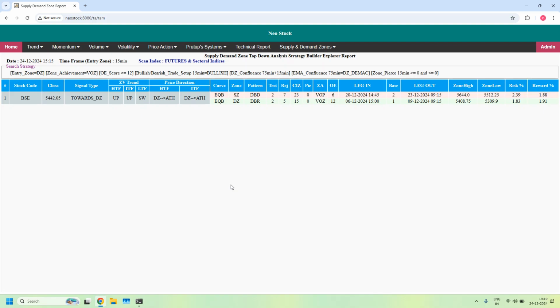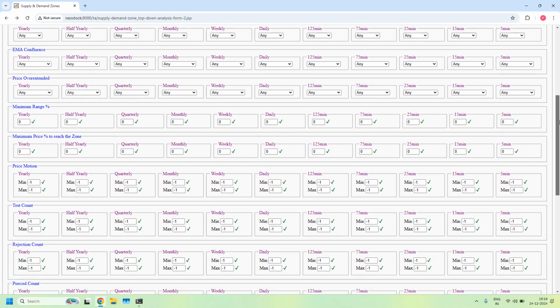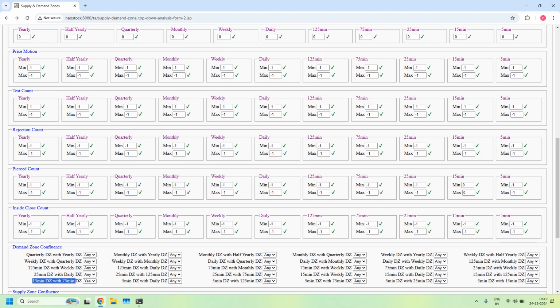Okay, next let us look for LTF, ITF and HTF demand zone confluence. I am removing this EMA filter. In the demand zone confluence, we should set 3 filters. First filter is already enabled, 15 minutes demand zone with 75 minutes demand zone confluence.